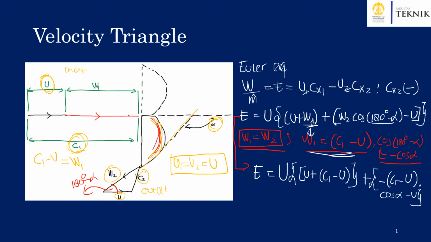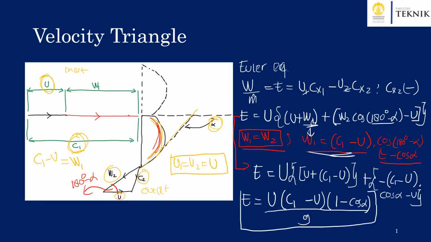Or in a simpler way, we can write it down as U multiplied with C1 minus U times 1 minus cosine of alpha, divided by gravity. So this is the final form of the Euler equation for a Pelton wheel.